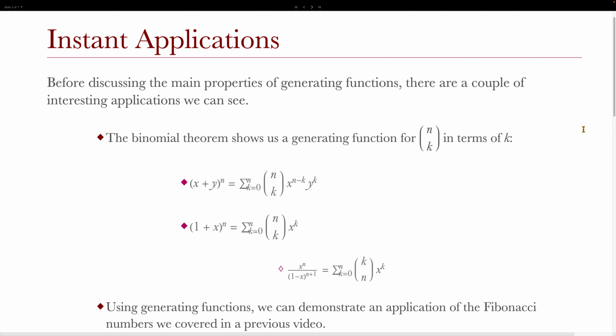Similarly, a generating function for the binomial coefficient of n, k in terms of n can be found as x to the power of n divided by 1 minus x to the power of n plus 1, which is then equal to the sum from k equals 0 to k equals n of the binomial coefficient of k, n times x to the power of k.